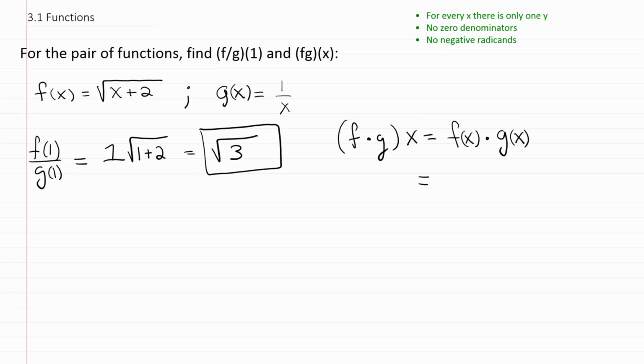And that's basically 1 over x, if I put g of x first, times the square root of x plus 2. So order of multiplication doesn't matter, so I'm going to go ahead and put the 1 over x first, just because it's a little easier to work with from there. And then finally we have the square root of x plus 2 over x. And that's it. That's all there is to it.